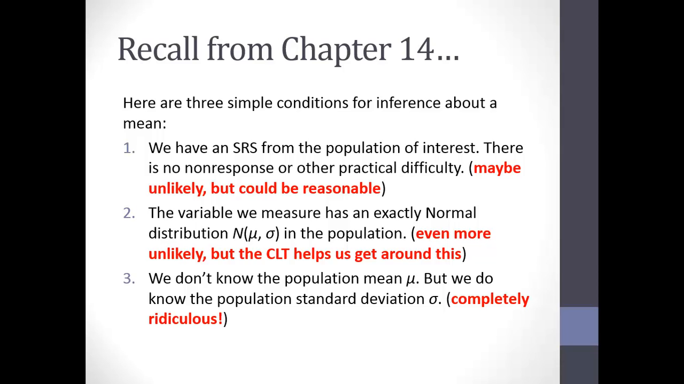We had a brief discussion about how reasonable these things are. The first one, maybe it's hard to get a simple random sample, but it can often be assumed, or maybe we can hope that we have something that's representative anyway. So that's at least reasonable. Number two, the variable has exactly a normal distribution. That's not a big problem either, because we have the central limit theorem to use. If our sample size n is at least 40, we can get around that one in the context that we're looking at here.